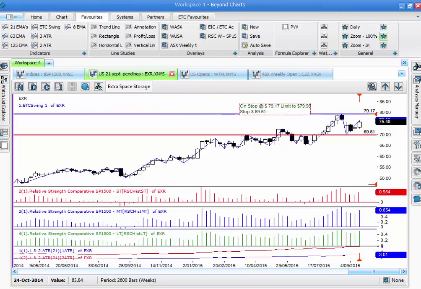So the structure of our order on this one, on stop at $79.17 with a limit to $79.96. Protective stop coming in at $69.61, at least 2 ATRs from that entry level and at least a minimum of 0.5% below that last medium term trough. That's EXR.